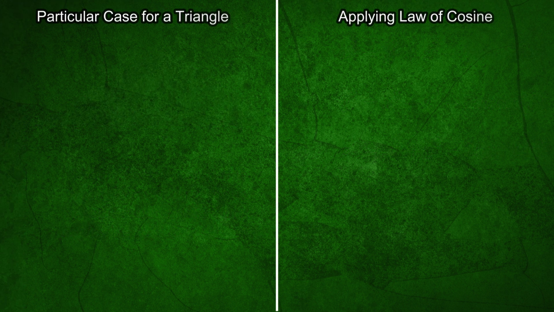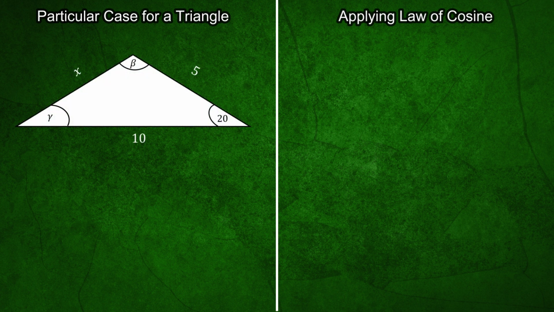Let us consider the following triangle with the given angle alpha equal to 20 degrees and the sides 10 and 5, and x, which is opposite to 20, is not given and we want to find it by using the law of cosines. If we use this, we know that x squared is equal to 5 squared plus 10 squared minus 2 times 5 times 10 times cosine of 20 degrees.